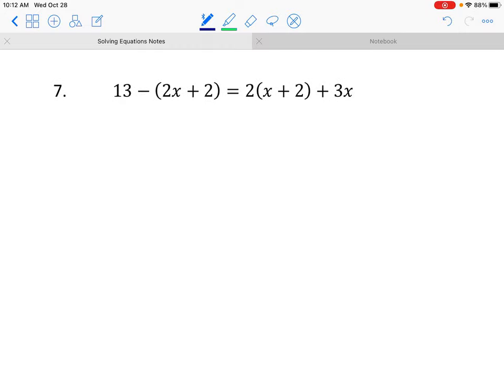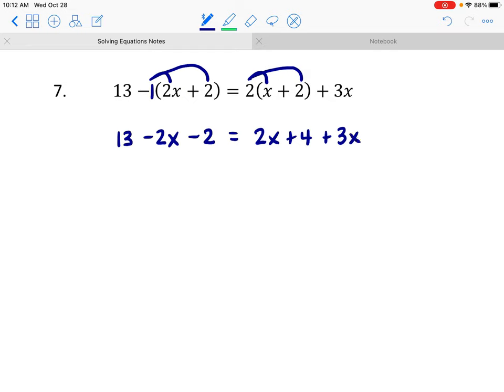So the 13 is going to come down on this one, and there's a negative in front of the parentheses, which is like having a negative 1 here, so I have to distribute that. So a negative 1 times 2 is going to be a negative 2 in front of that x, and again, negative 1 times 2 is a negative 2. Bring down the equal. Again, we're going to distribute, so 2 times x is 2x, and then 2 times 2 is going to make 4. The parentheses stop, so does the distribution, which means the plus 3x is just going to come down.